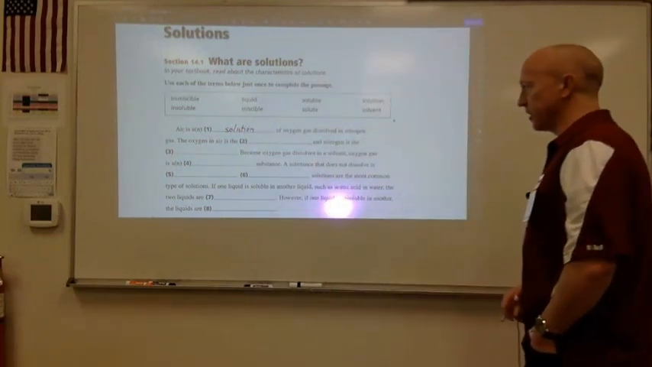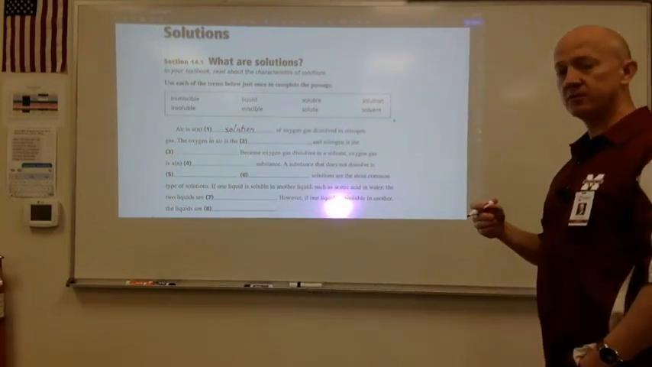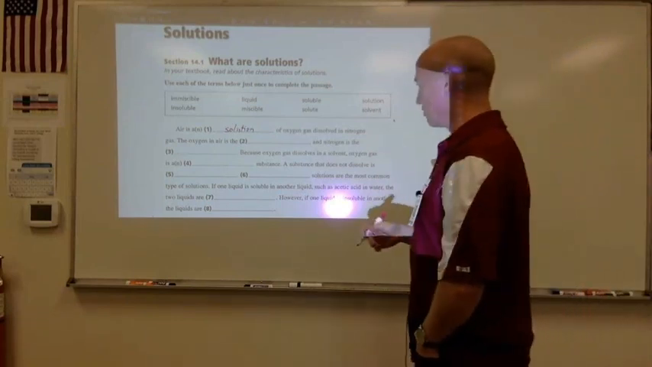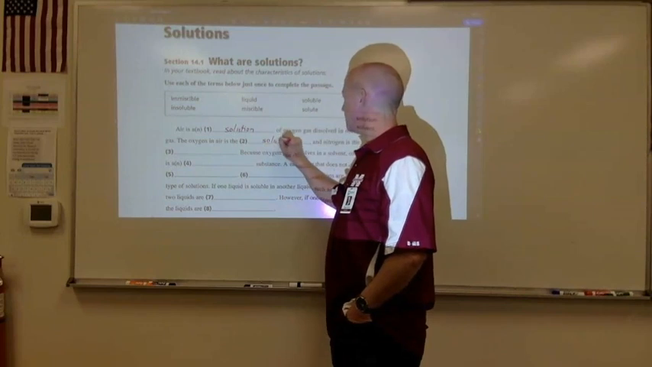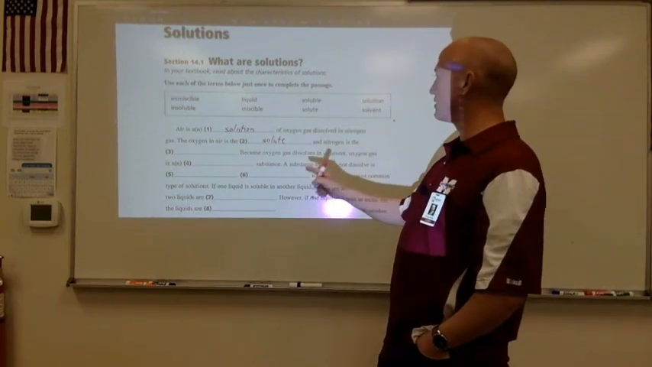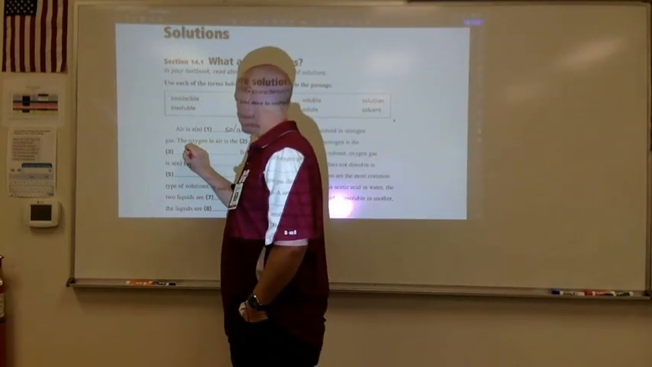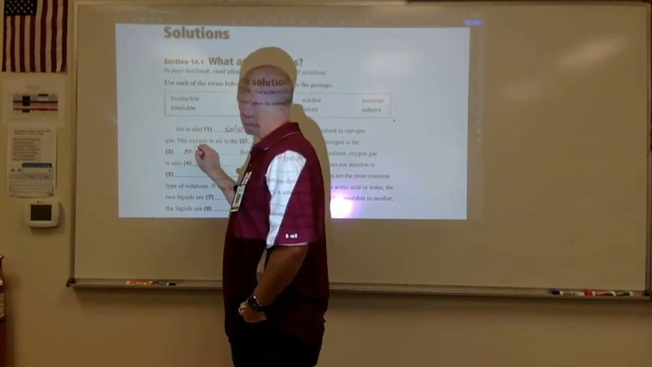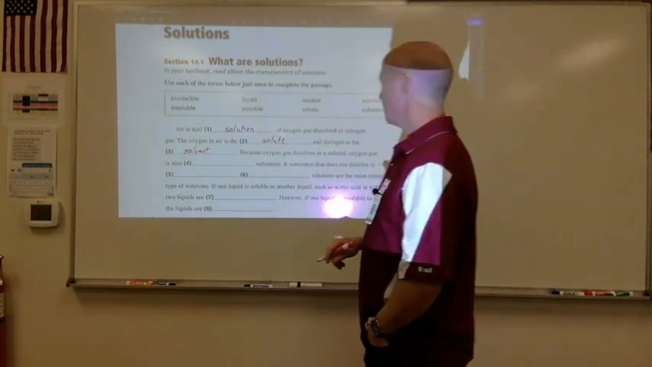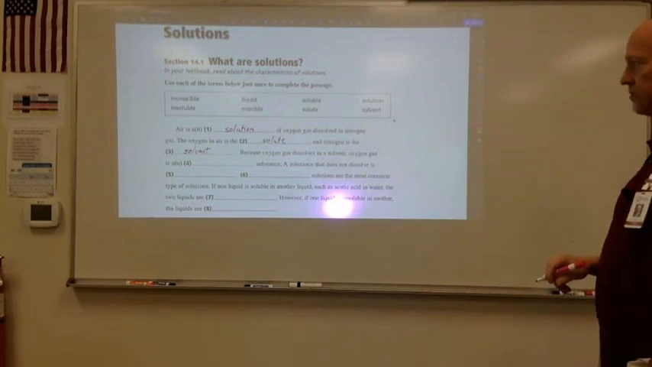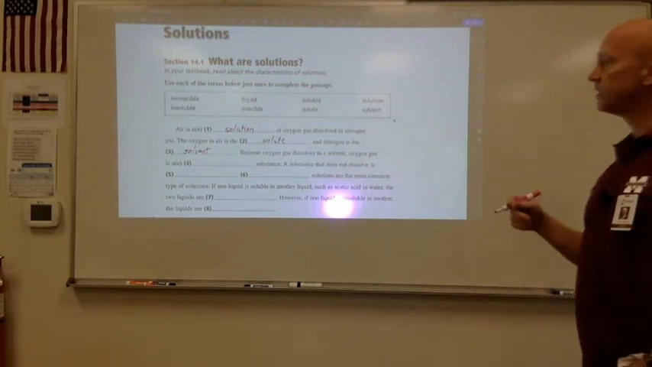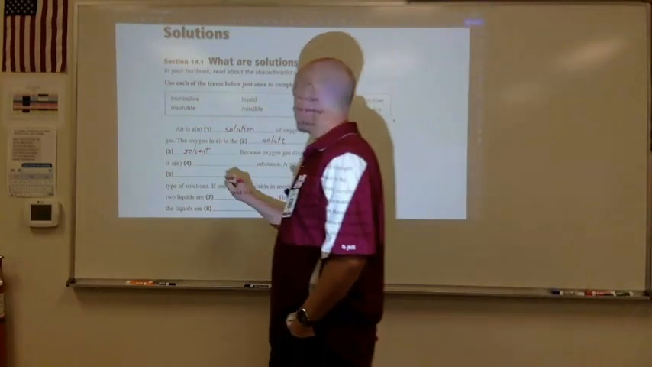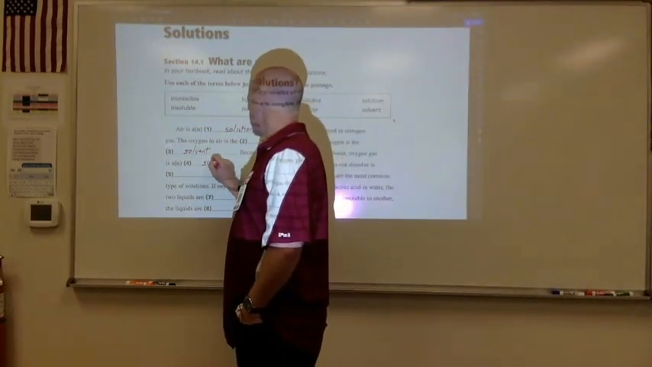The oxygen in the air is the solute. Solute. There's less oxygen than nitrogen, so oxygen acts as the solute, and nitrogen is the solvent. Because oxygen gas dissolves in a solvent, oxygen gas is a soluble substance. Soluble substance.